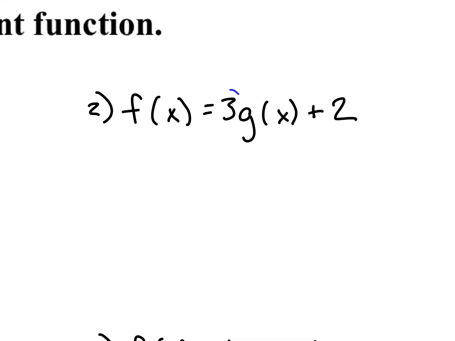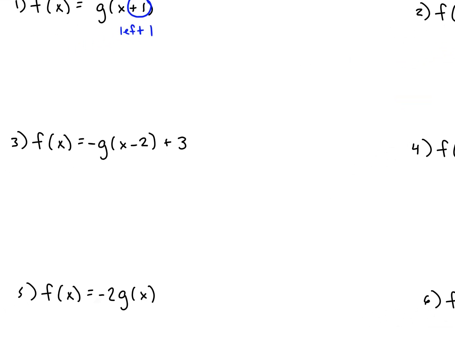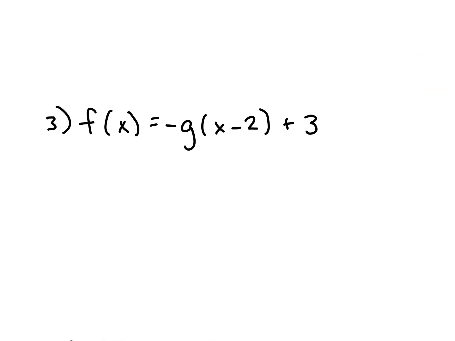What about when you multiply by a number outside for number 2? Stretch. And then when you add 2 to the outside? Up 2. Right, number 3. What about when you have a negative on the outside? Awesome. Reflection, x-axis. And then what about -2 on the inside? Right 2.